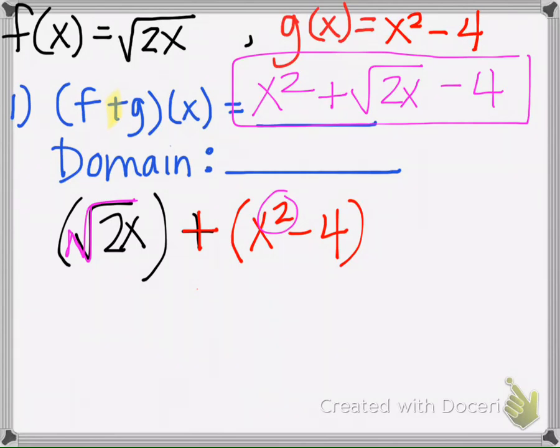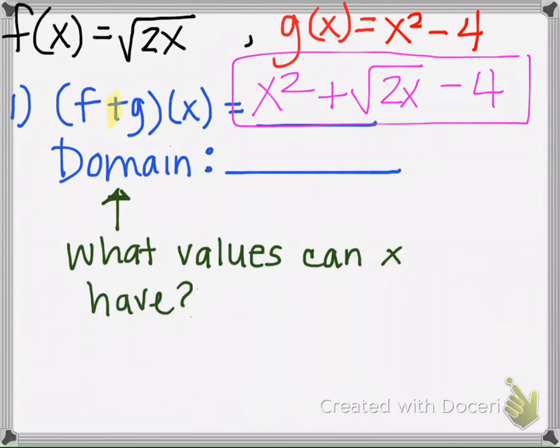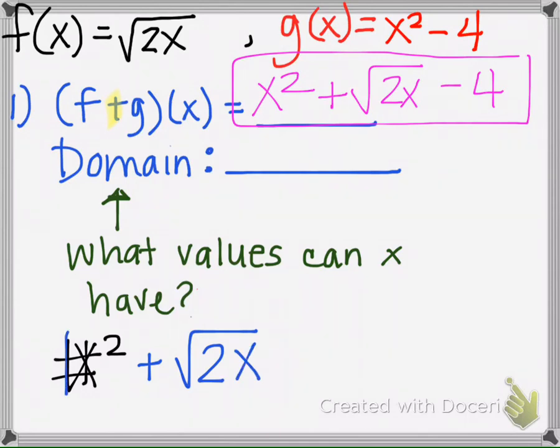So now our domain. Our domain is what values can x have? So if we look here, we have x squared. Well, x can be any number here. You can square any number, negatives, positives, zeros. But the problem is right here. We have a radical here. So any number can go in for x here, but we have something to worry about here.